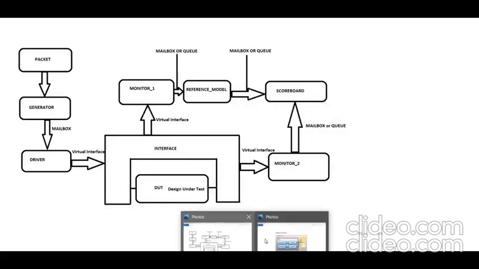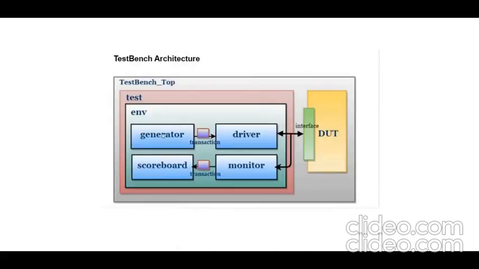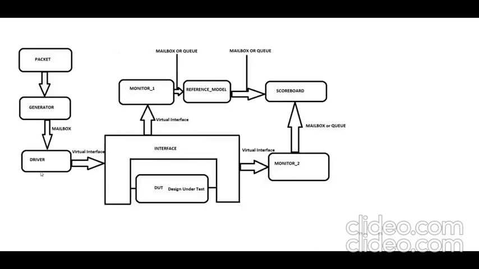Basically, whatever input signal the generator is randomizing, that information will come to the driver, and the driver will drive this information to the interface. And as we know, the interface and DUT are connected, so whatever signals are there, both are connected. The DUT will get some input signal, and according to that it will produce some output. Those input and output signals you can capture in this monitor, and then you can pass this information to the scoreboard. Now let's come to this diagram and try to understand what happens.